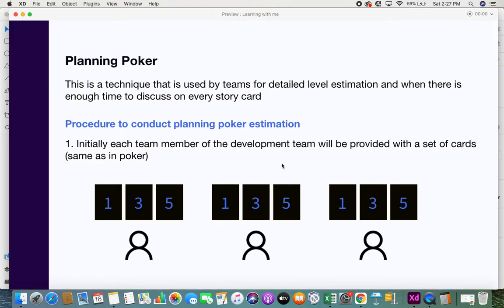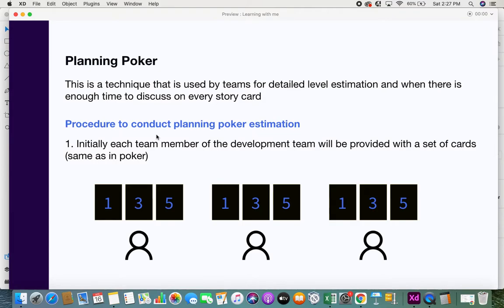This is a technique that is used by teams for detailed level estimation and when there is enough time to discuss every story card. Here the team knows exactly what has to be done. There's enough information about each story, and also the team has enough time to discuss every story. So that's the real essence of the planning poker estimation technique.